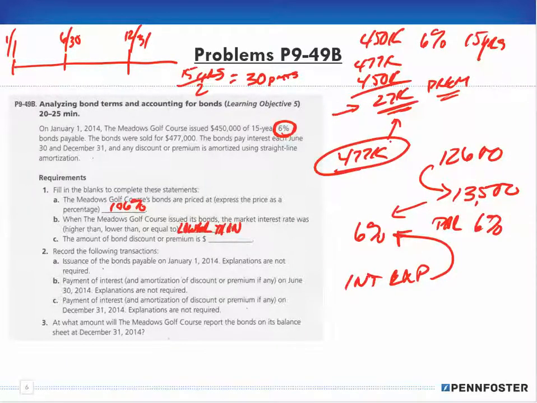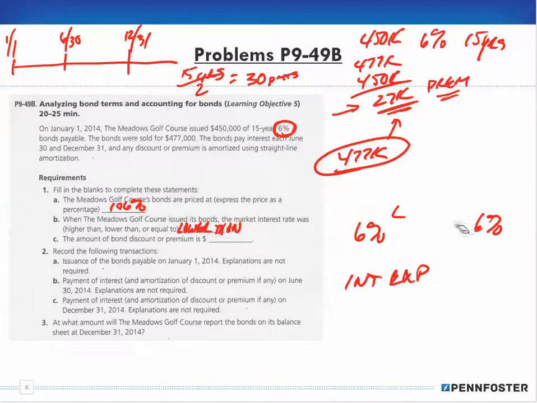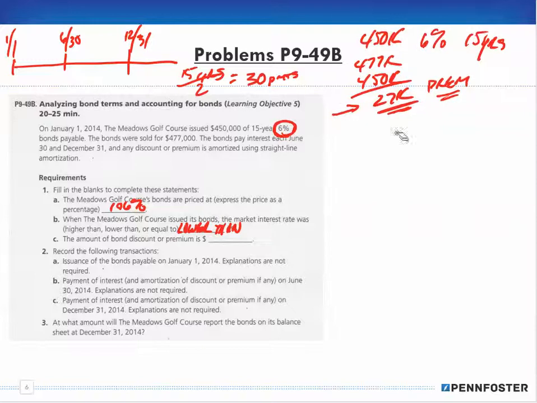I hope that made sense. If it didn't, one, watch me work out B here in order to do the math, but two, go back to the theory videos on the theory behind the discounts and the premiums, and hopefully you'll understand that the market rate is lower than the par value interest rate of 6%. And if you still have any additional questions, feel free to give a call to an instructor.